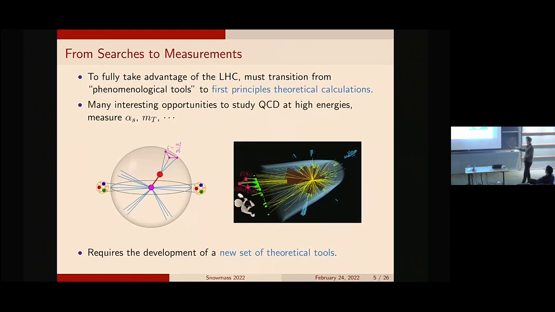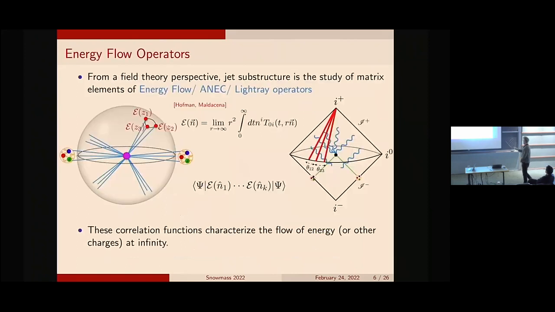However, because of the complexity of these collisions, trying to actually compute, for example, correlations in the energy flow within these jets is an extremely complicated problem and requires rethinking of how one studies jets and also the development of new theoretical tools. Because of that, it's worth taking a step back and trying to understand from a more abstract perspective what one is actually doing when one studies jet substructure.